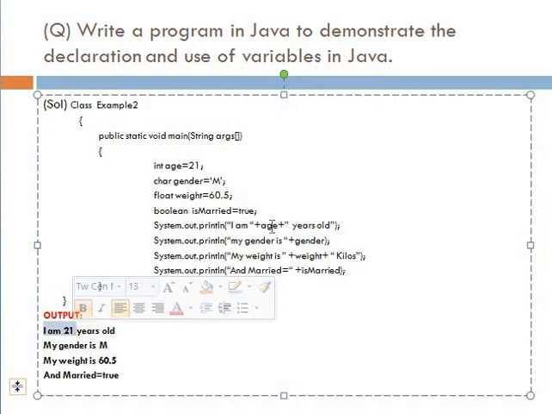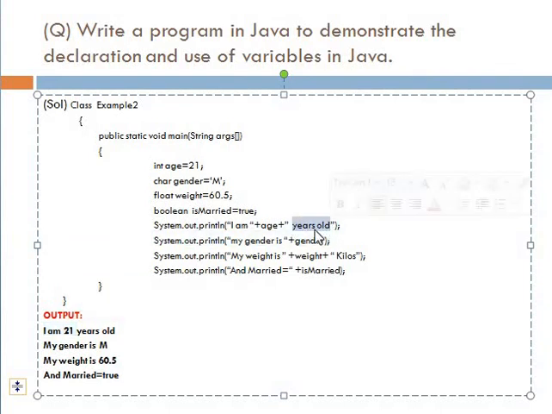Now just after displaying the age, I am again adding something to it with the help of this plus operator. What I am adding to it is the text called years old. This is because this text is enclosed within double quotes and it's going to be displayed exactly as it is in the output. So in the output I can see the message I am 21 years old.